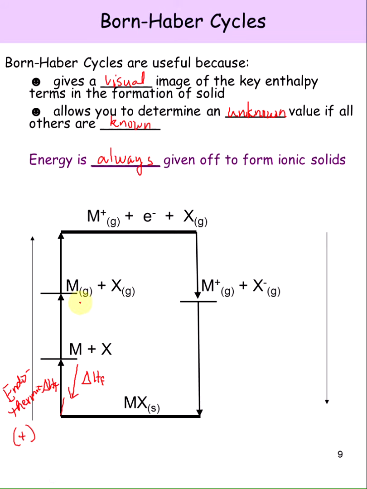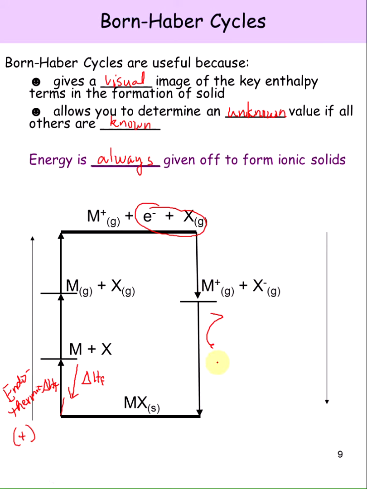Then we have to get the metal and the non-metal in the gaseous form, so we may have to sublime it or melt it and then vaporize it, but we have to do something to get it from its normal state to the gaseous state. And then once you've got it both in the gaseous state, then we have to ionize our metal so that we have the right charge of our metal. And then once we're at the top here, then we give that electron 2x, and hopefully you recognize that as the electron affinity reaction.